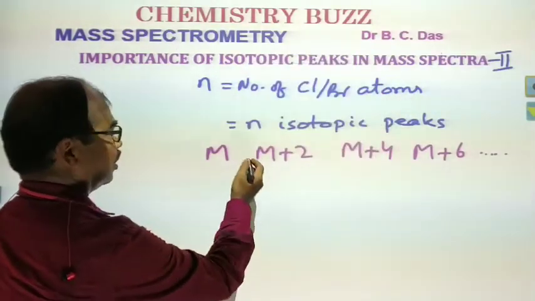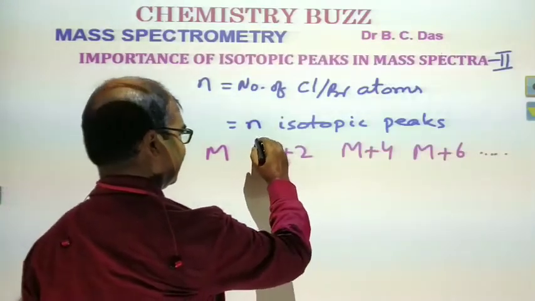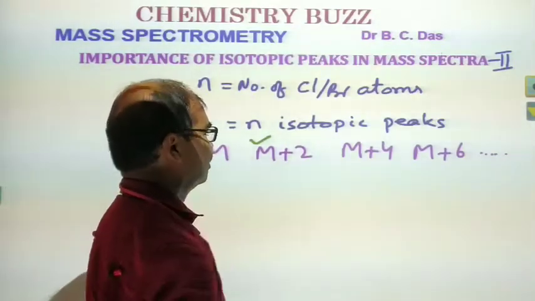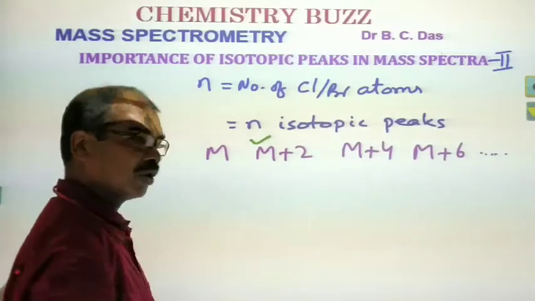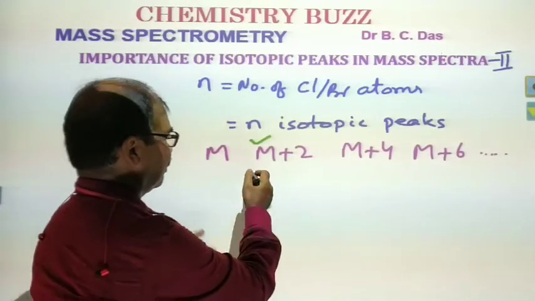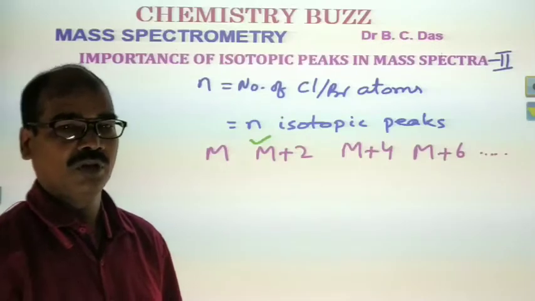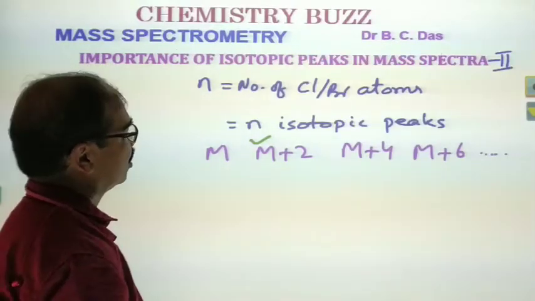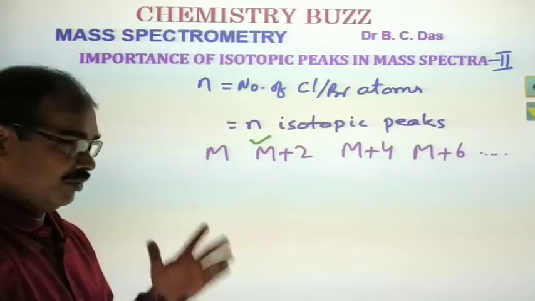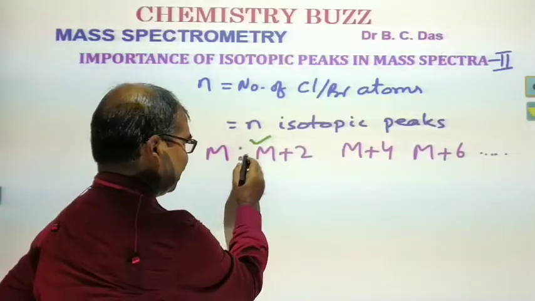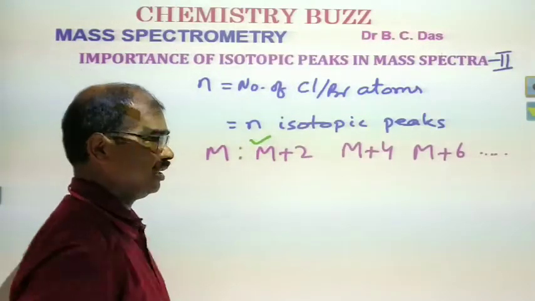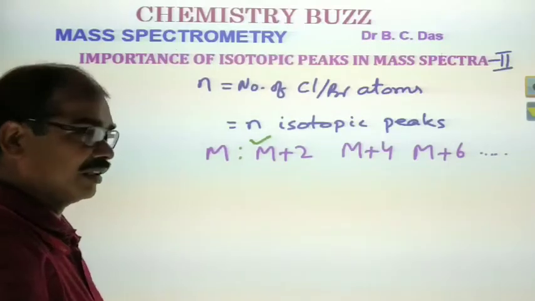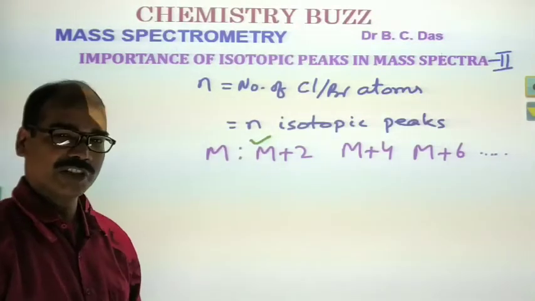So, if one chlorine atom is there, then you will get one isotopic peak at M plus 2, or if one bromine atom is there, you will get the isotopic peak at M plus 2. So the peak at M plus 2 is informative of whether a chlorine atom or bromine atom is present in the compound. If a chlorine atom is present, what will be the ratio between the molecular ion peak and the isotopic peak? And if bromine is present, what will be the ratio? So we will discuss it in detail.